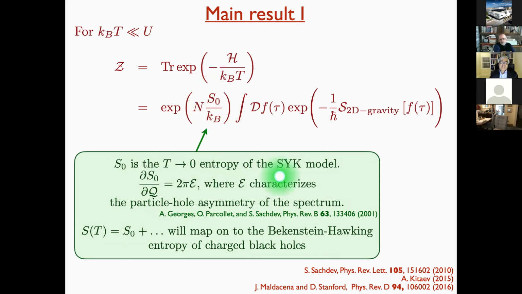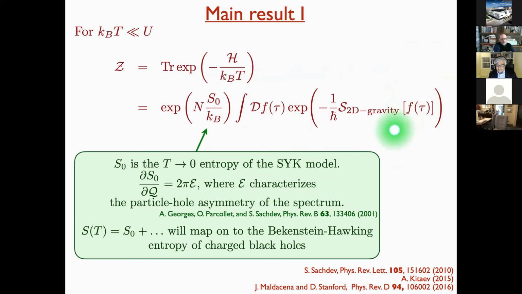And there were some relations that we derived a long time ago on how this entropy will change as you change the density of electrons. This is just for future reference that I'm mentioning this result. Okay, so that's the 0 temperature part of the partition function, just the low temperature entropy. And then there are temperature dependent corrections.